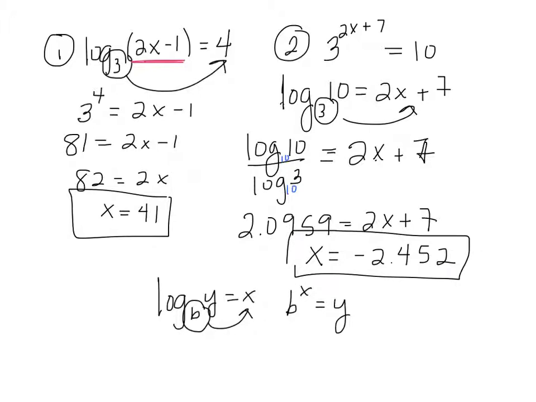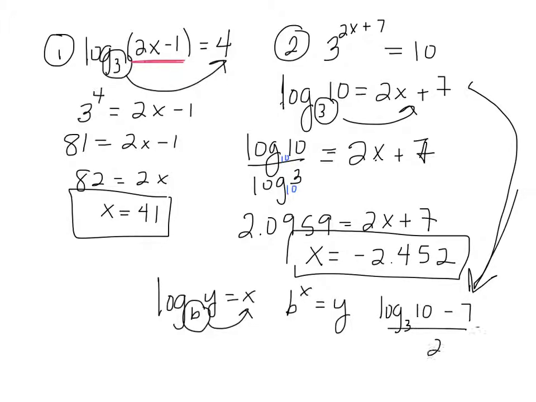If I ask for an exact form, which I won't on your test, I like to see the decimal version, but sometimes, you know, like when you go to college, you might have to see an exact form. It would be log base 3 of 10 minus 7 over 2 is equal to x, because you would go straight from this step to subtracting the 7, dividing by 2, and getting that exact answer. All right, so let's try another example.